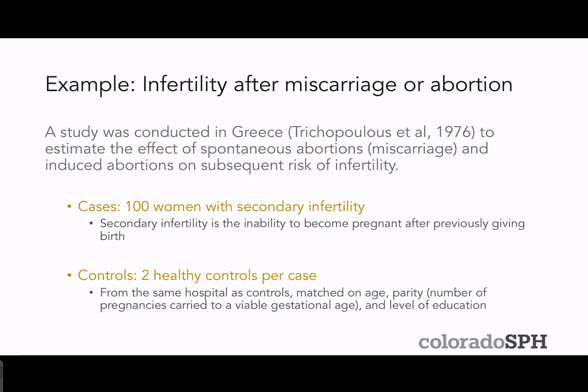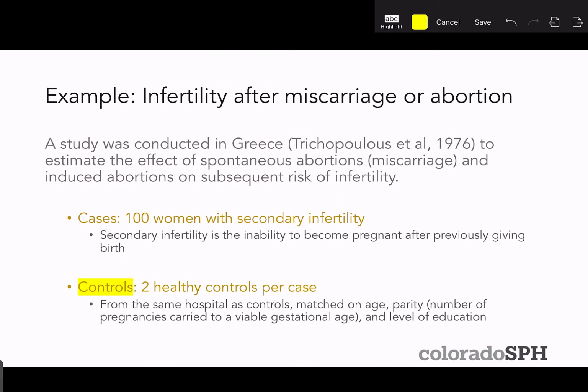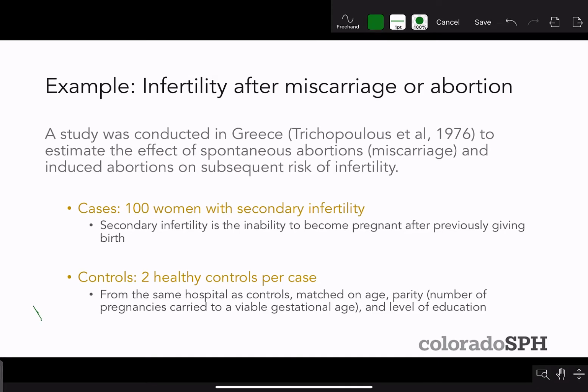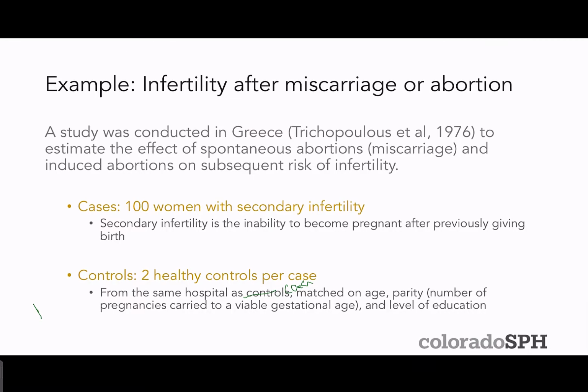And there were two controls matched to each case. These controls were selected to be from the same hospital as the cases. And they're matched on a couple of variables, including age, parity, which is the number of pregnancies carried to a viable gestational age previously, and level of education.